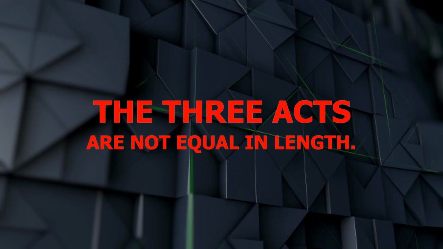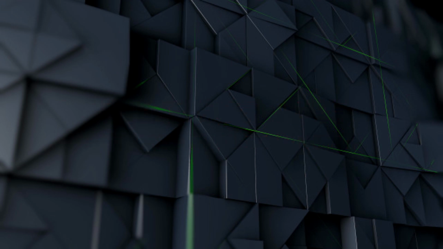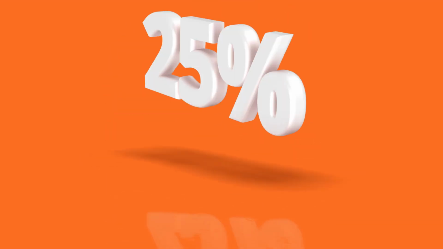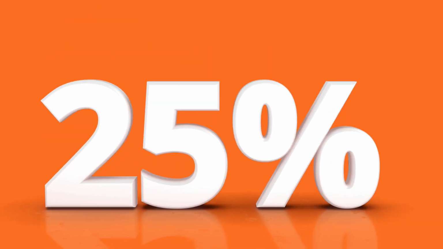Let's talk about the 3 acts. The 3 acts are not equal in length. Act 1 should be approximately 25% of the script. Shortening Act 1 even further tends to improve the story by speeding it up.